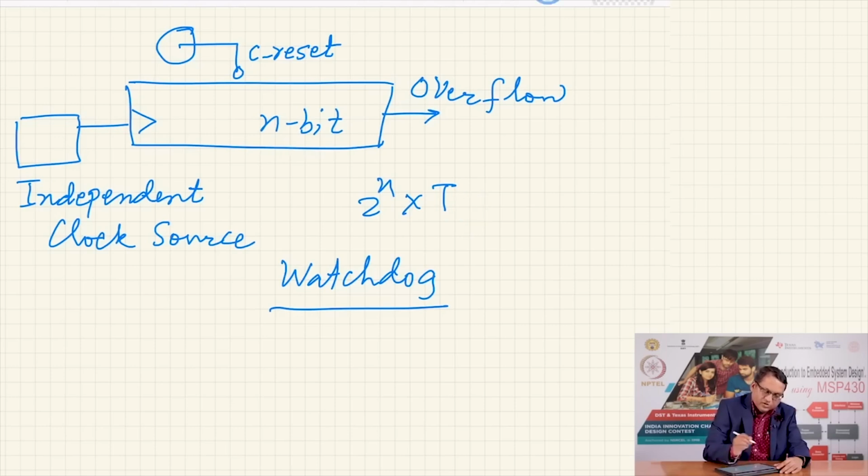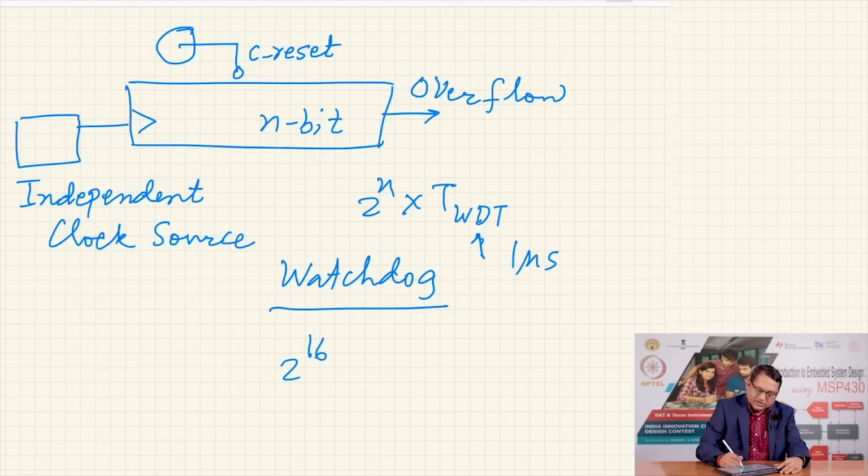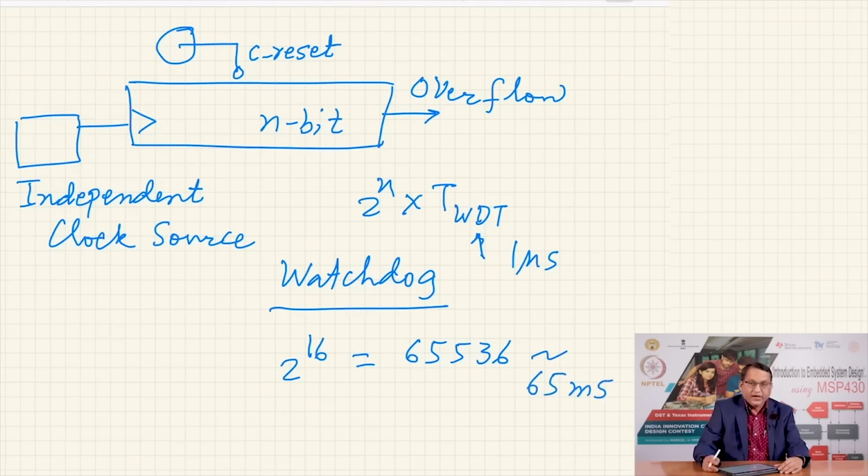I will use a name so that it is not confusing with the clock frequency of the system: WDT, the watchdog timer clock frequency. Let us say this is a 1 megahertz clock, so therefore, it is a 1 microsecond time period. Let us say n is 16, therefore, it is 2 raised to power 16 clock pulses required to overflow this. This is about 65,536 clock pulses. So, roughly this will give you a 65 millisecond period within which, if you can reset the timer, it will not reset you.